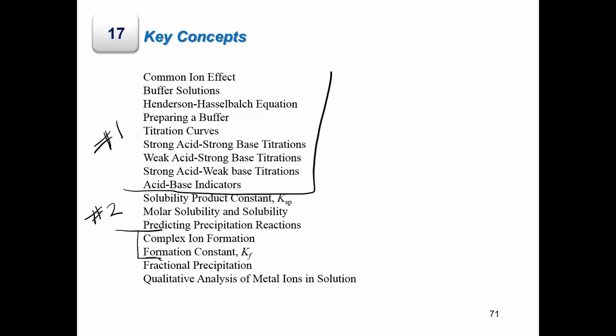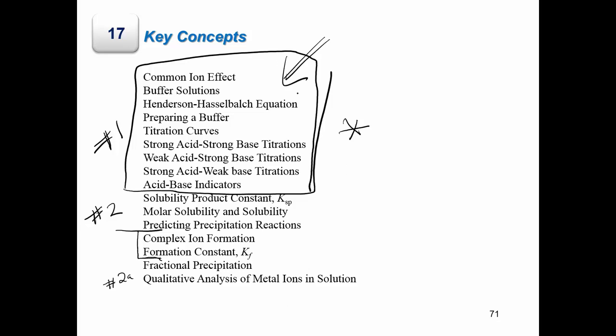Fractional precipitation and qualitative analysis, I could call that number 3, but that's more like a 2A. If you're only going to focus on one general thing, focus on this business right up here. This is where the majority of your calculations are going to be, and that is where the majority of the entire chapter really is. So if you really only have time to focus on one set of stuff, focus here. A lot of the calculations are similar to what you've seen in Chapter 16, so it should come fairly easily. As always, if you have any questions, please let me know.